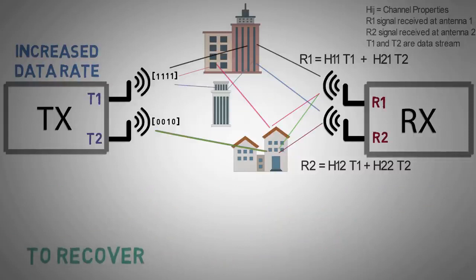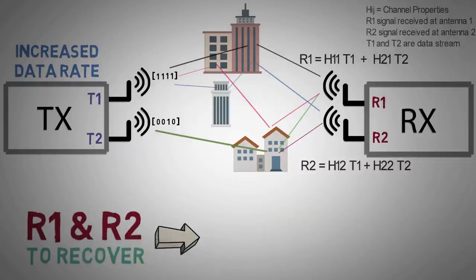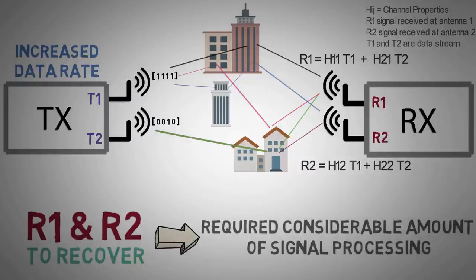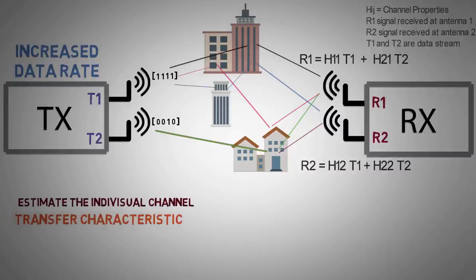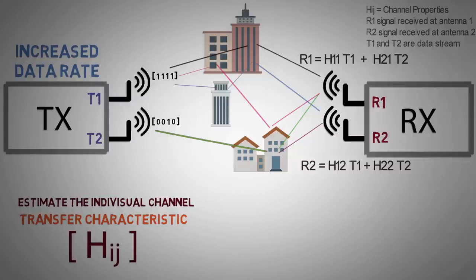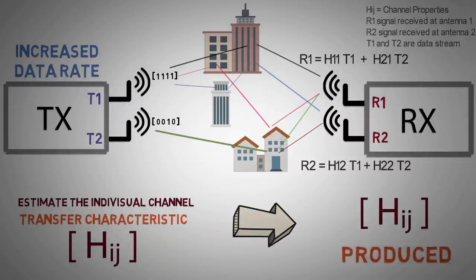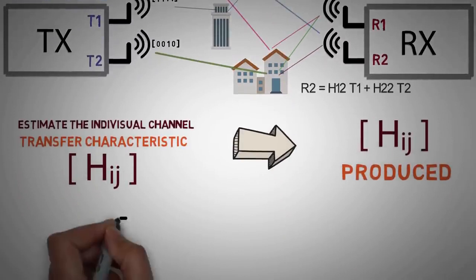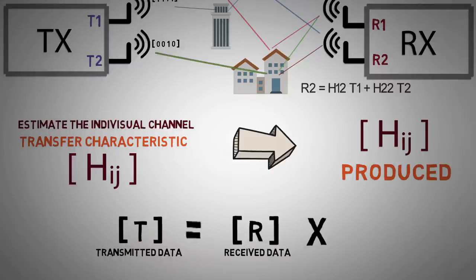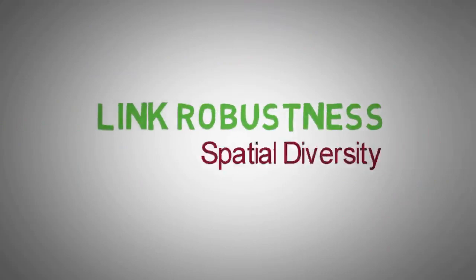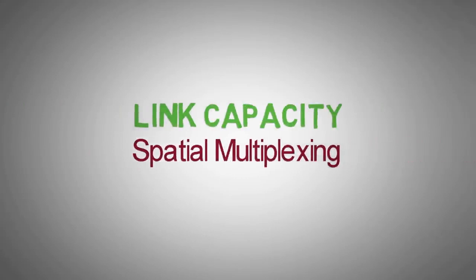To recover the data stream at the receiver, it is necessary to perform a considerable amount of signal processing. First, the MIMO system decoder must estimate the individual channel transfer characteristic to determine the channel transfer matrix. Once all of this has been estimated, then the matrix H can be produced, and the transmitted data streams can be reconstructed by multiplying the received vector with the inverse of the transfer matrix. This is how we can achieve link robustness using spatial diversity, and effective use of link capacity using spatial multiplexing.